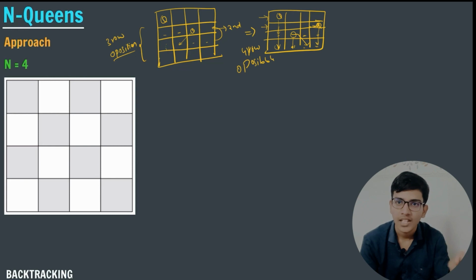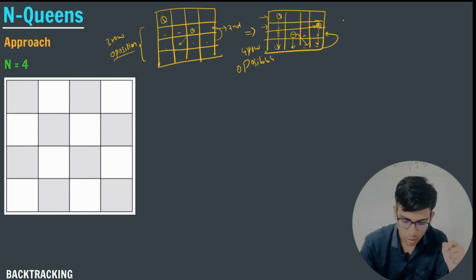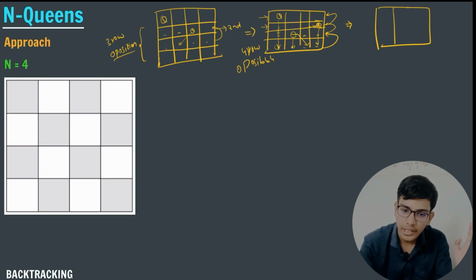That means that in my previous step I did something wrong. So I will backtrack to my third row. From the third row I will backtrack to my second row, and from the second row I will backtrack to my first row, and I will place my first queen in the second position, and I will see whether that particular position is right or wrong.